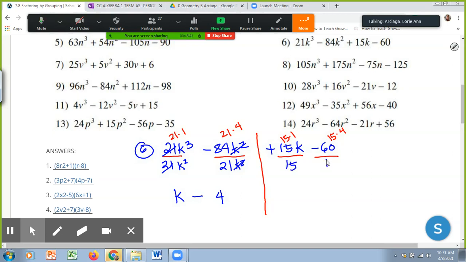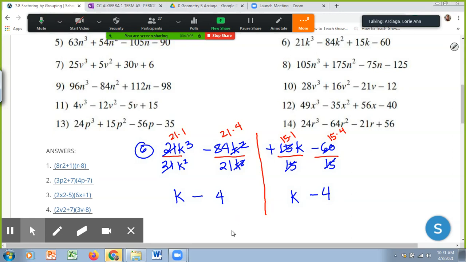There you go. And you can kind of check that you are on the right track. You see that one, times 4 also. So if you put 15 divided by 15, that's just 1k. And then 60 divided by 15, it's just going to be 4. And bring down the negative sign. So again, you know you are on the right track if these two are matching.